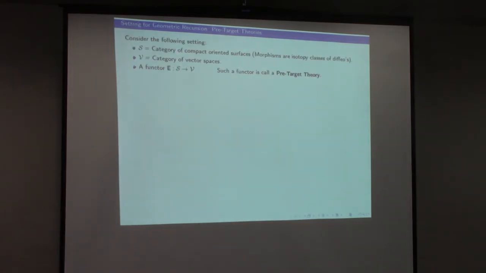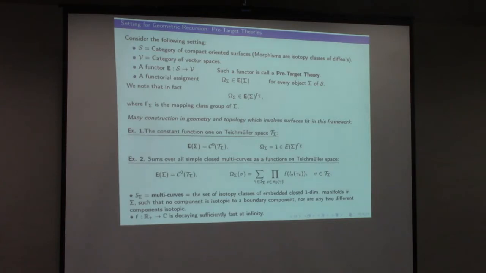So I just remind you that we are considering the category of compact-oriented surfaces, and the category of vector spaces, and we are looking at a functor from surfaces to vector spaces, and that's what we are calling a pre-target theory. We are looking for functorial assignments inside these vector spaces, so they are inside, of course, the mapping class group invariant part of these vector spaces for each surface. And then I gave you many examples.